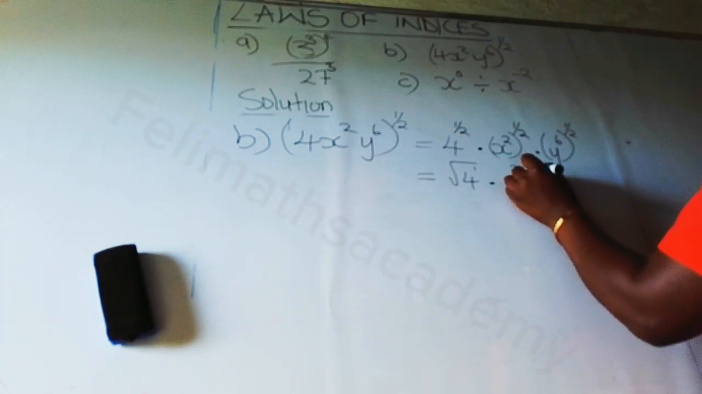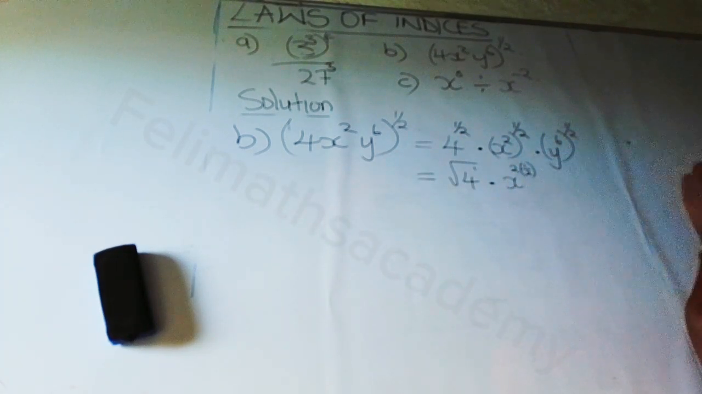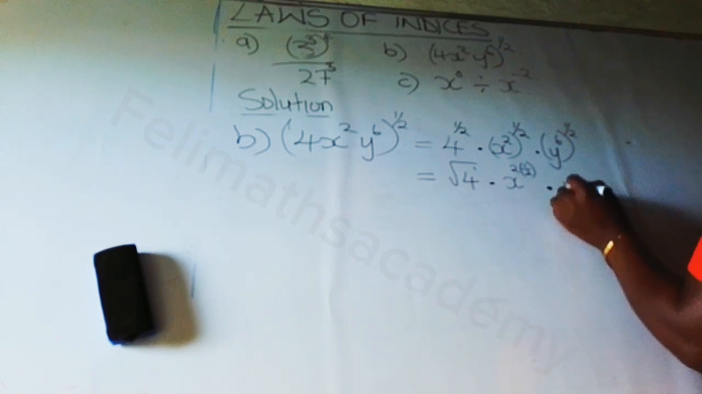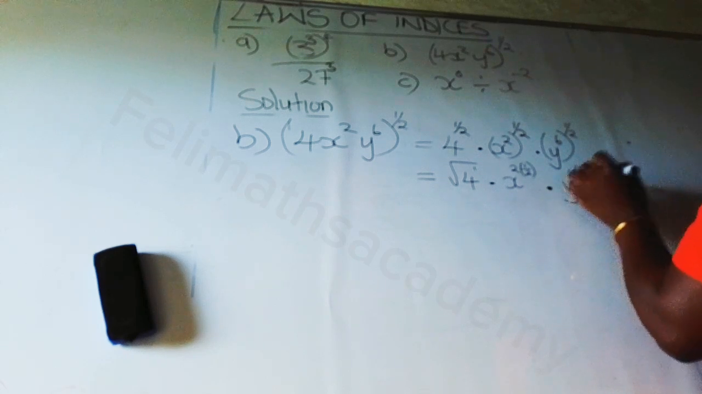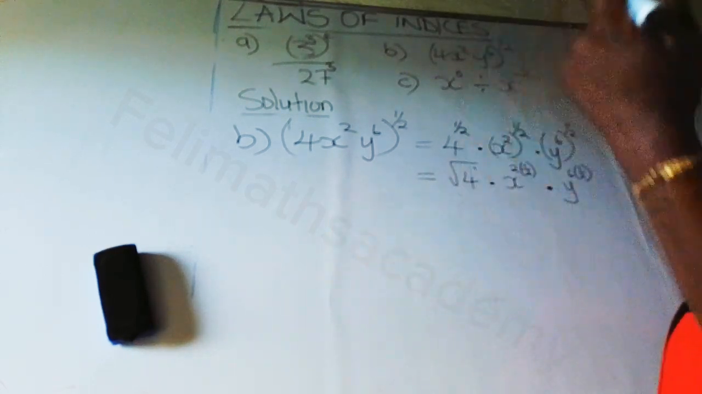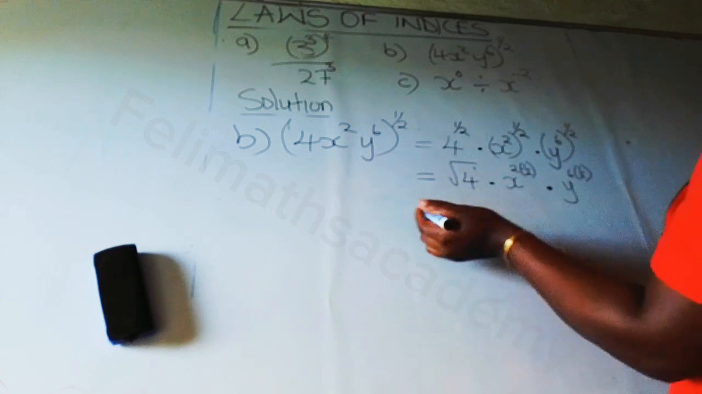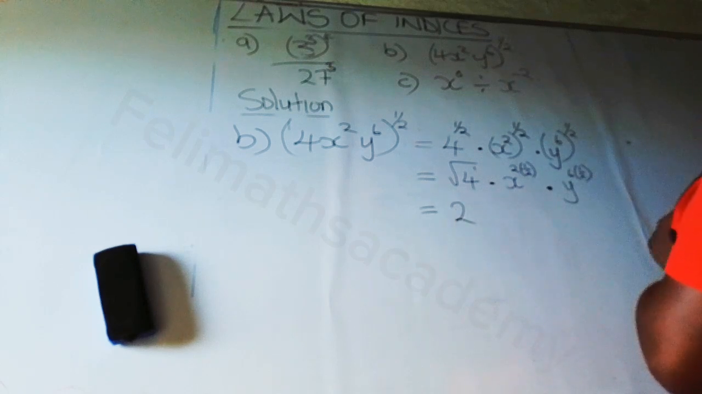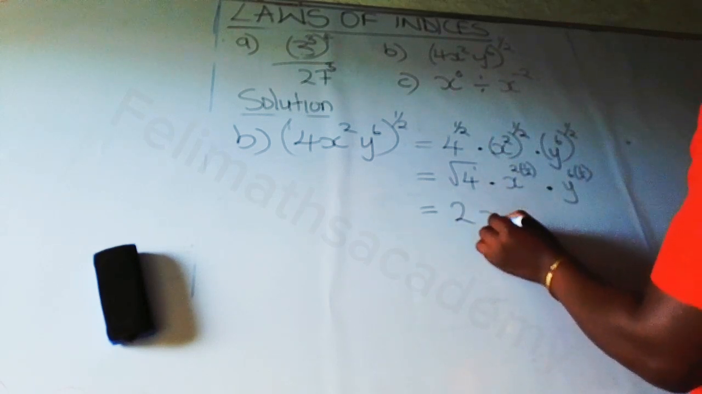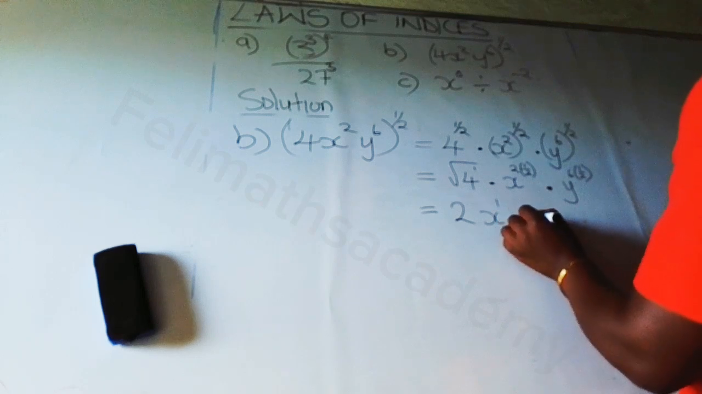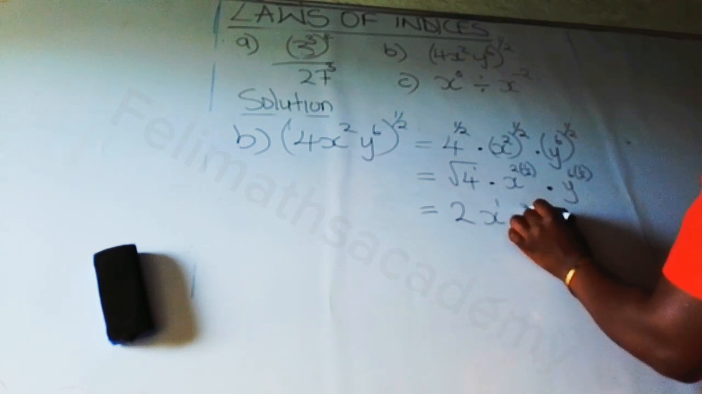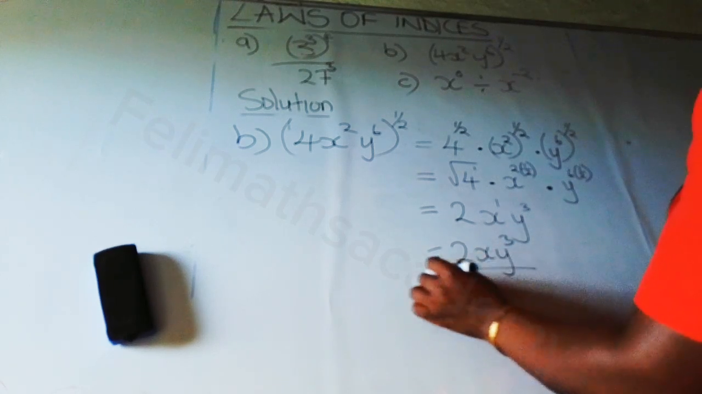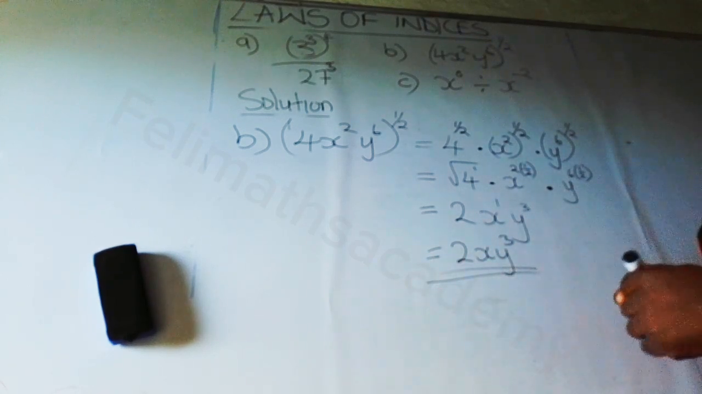X to the power of 2 times half. Then y to the power of 6 times half, which is 3. I don't know why I'm simplifying 6 times half there. Okay, square root of 4 is 2, 2 times half is 1, so it's x to the power of 1 times y to the power of 6 times half is 3. So it's 2xy cubed. That's the solution to part B.